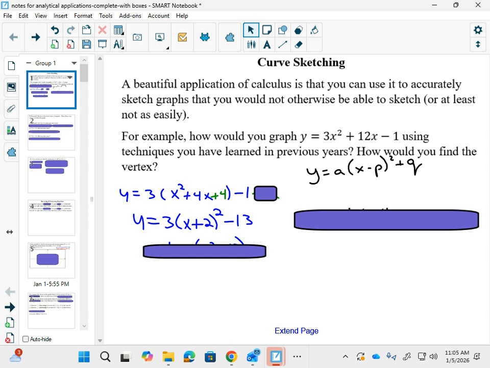But if I added a 4 in there, I have to compensate by doing the opposite. But why don't I subtract 4 here? Why do I subtract 12? Because that 4 got hit by this 3. Technically, by adding 4 inside the brackets, I've technically added 12 to that side. So I had to subtract 12. And then I have it in vertex form. I would know my vertex is at -2, -13.